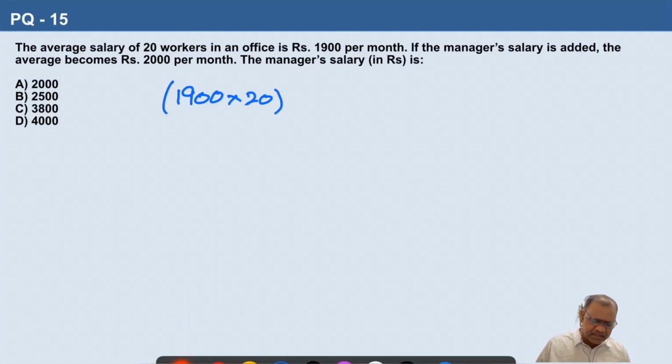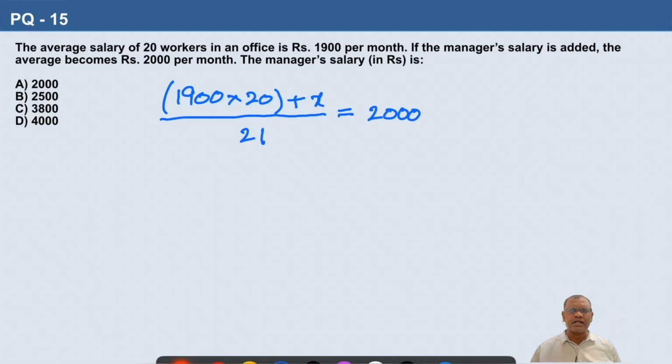When the manager's salary is added, the average becomes 2000. Let us assume the manager's salary as X. This should be divided by the number of people: already there were 20 workers plus 1 manager, that gives 21. The average is now 2000. So simplify this and find the X value, which gives the salary of the manager.